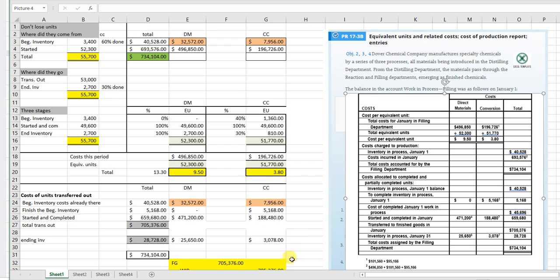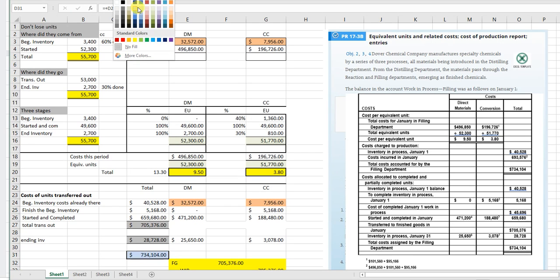Okay, then my ending inventory, I just add across. Notice they have 28,728, and I do too. Now remember I said a check figure. This 734,104 and this 734,104 better be the same number. Because I don't want to lose units. Where'd they come from? Units. Where'd they come from? Costs. Where'd they go? Units. Where'd they go? Costs. So the cost of these 53,000 is 705,376, and the cost of the 2,700 ending inventory is 28,728.